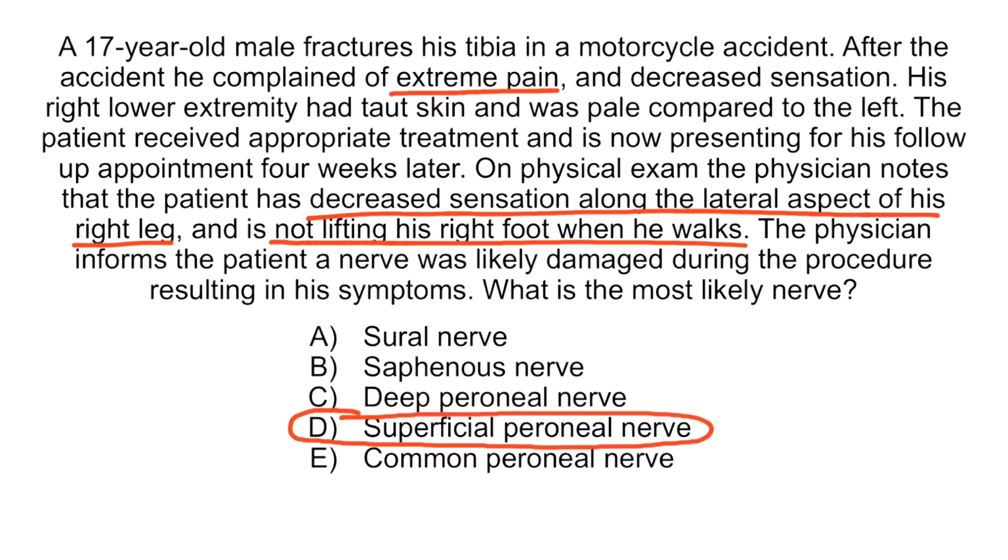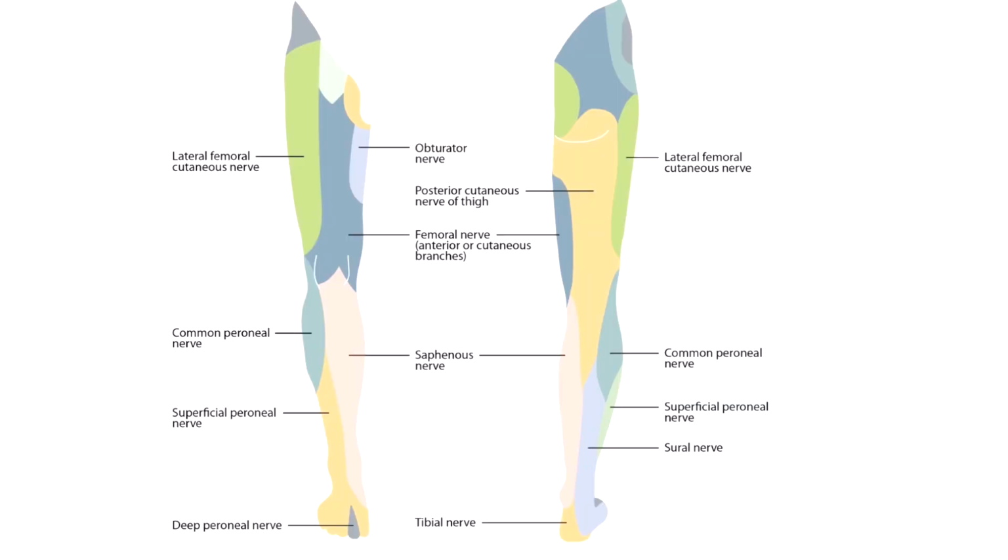All right, let's pull up a picture to discuss the incorrect answers. From this image, we can see that the sural nerve is responsible for cutaneous sensation of the posterior lower leg. So A is incorrect. The saphenous nerve innervates the medial skin of the lower leg. So B is incorrect. The deep peroneal nerve can be compromised in anterior compartment syndrome, but damage is unlikely with a fasciotomy because it runs deep. Furthermore, the patient would develop sensory alterations in the first web space.